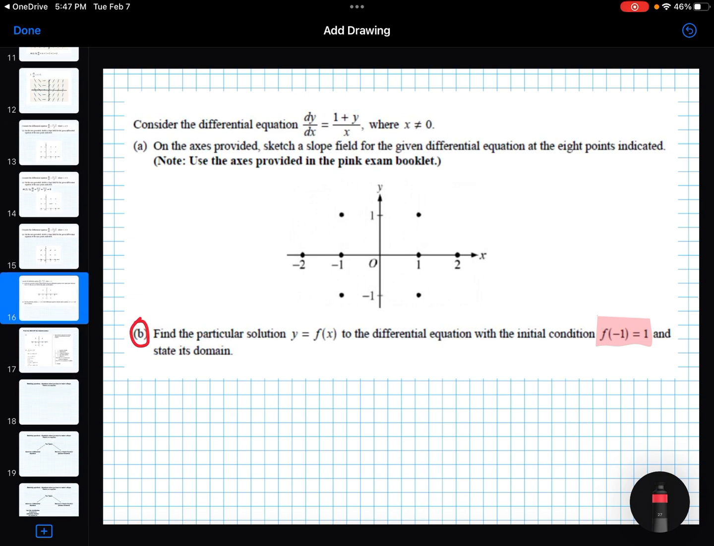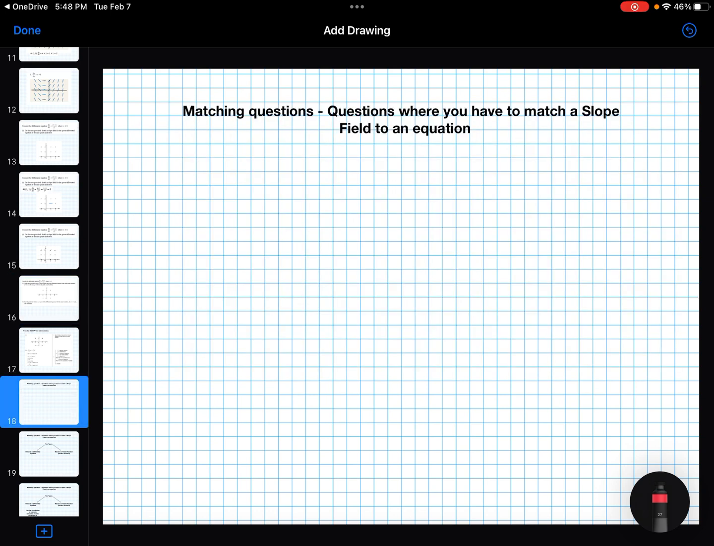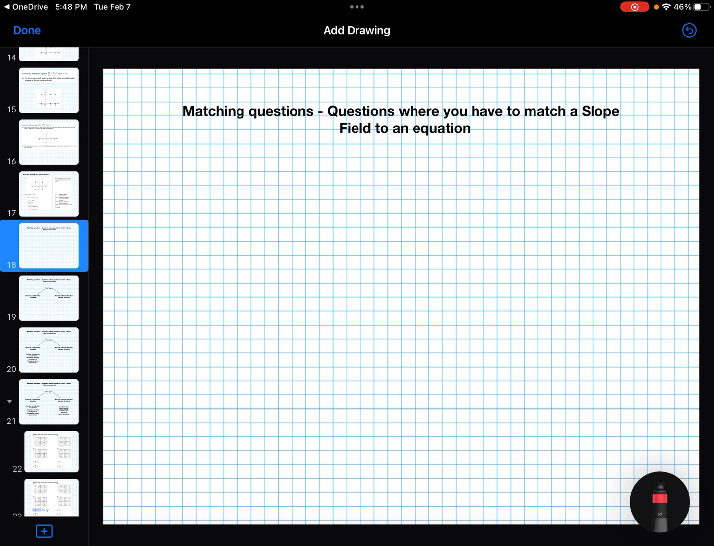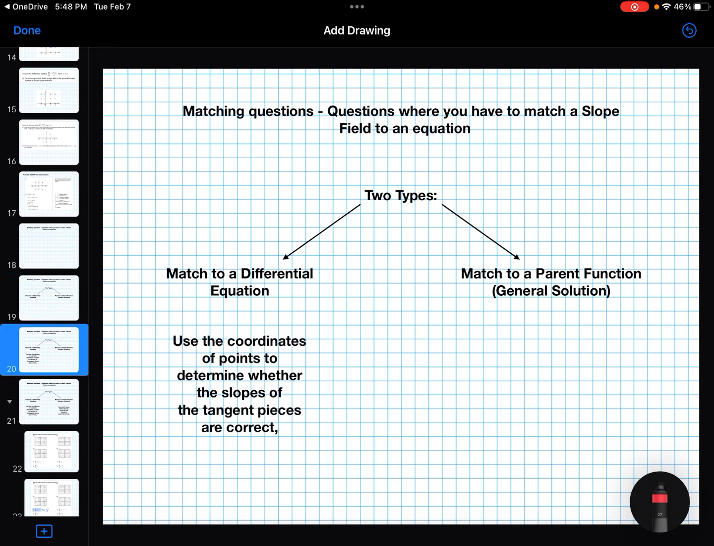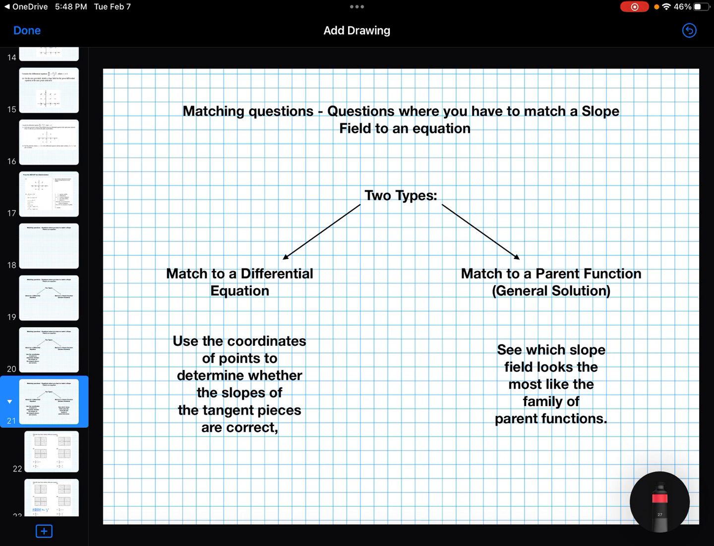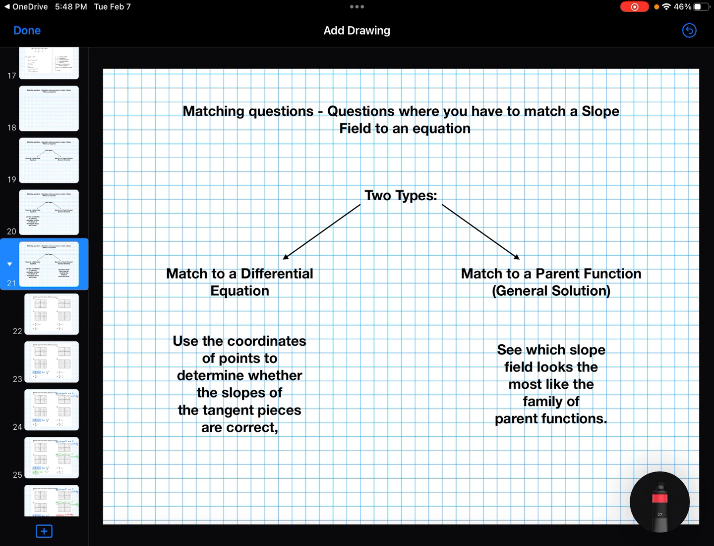All right, so besides drawing slope fields, there's other questions you might be asked where you're trying to match, right? So there's 2 real categories that these things fall into. You can try to match your slope field to a differential equation, and if that's the case, you're using the coordinates of points to determine whether the slopes of the tangent pieces are correct by substituting the coordinates into the derivative. If you have to match to a parent function, that's a little bit easier. You're just seeing which slope field looks like what the parent function family would look like, and you'll see a couple of examples of that in a second.